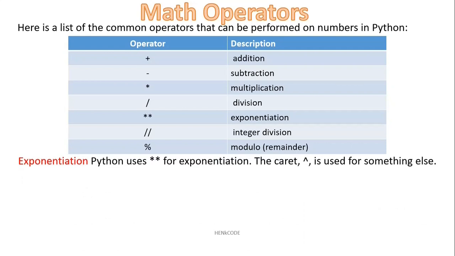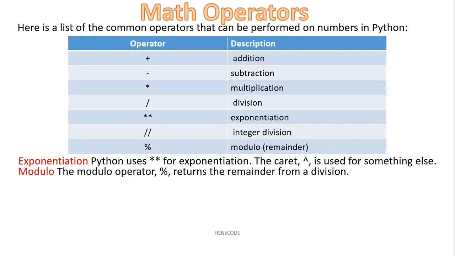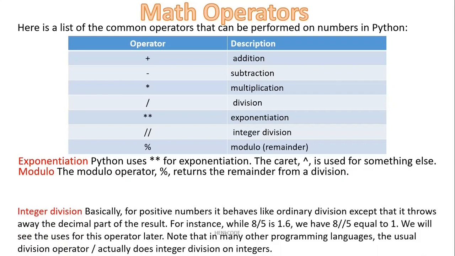Exponentiation. Python uses star for exponentiation. The caret is used for something else. Modulo. The modulo operator, percentage sign, returns the remainder from a division.